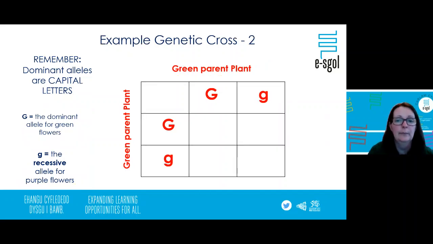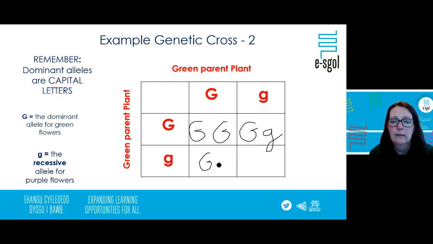So let's look at another example. Now this is a slightly different cross. We've got two green parent plants again, big G, little g this time. They are the letters that we are using to represent this. That's their genotype. Their phenotype is green parent plant. So in the first box, we've got a big G and a big G. Then following the line across here, we've got a big G and a little g. And again here, we've got a big G and a little g. And then finally, we have two little g's. Now, what we need to be able to do is to describe what these results show us.